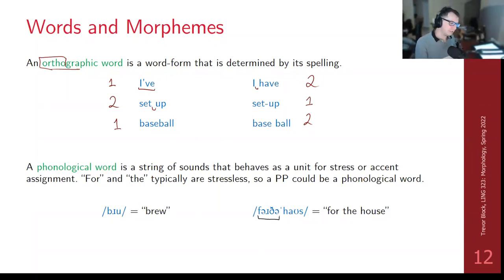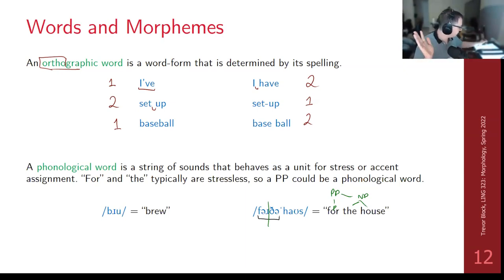But this isn't too useful for us in a lot of cases, because we know in syntax that this is a prepositional phrase with some sort of noun phrase after. And we know that the noun phrase can be separated from the preposition. So you could say, I bought something for the house, or it was the house that I bought something for. So we can separate for and the house. So saying it's a phonological word doesn't really jive well with how things behave syntactically.